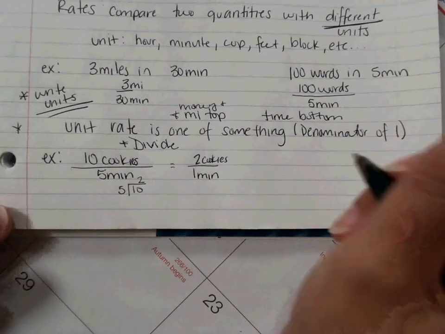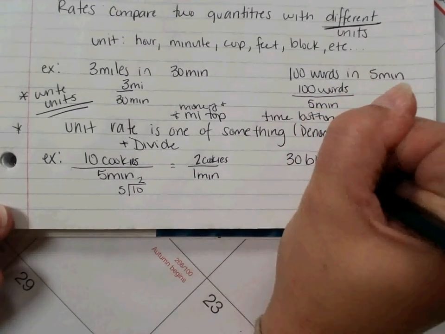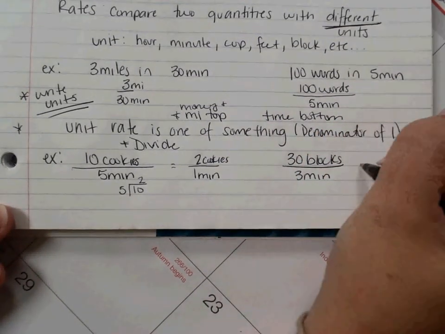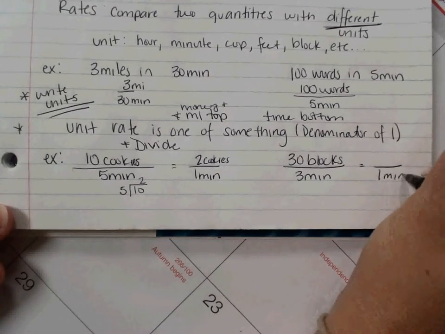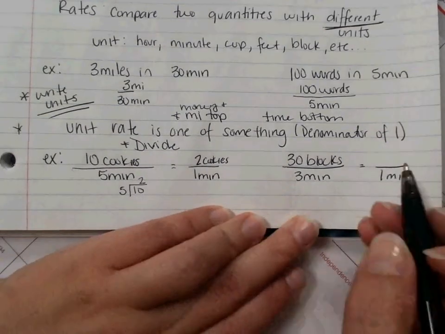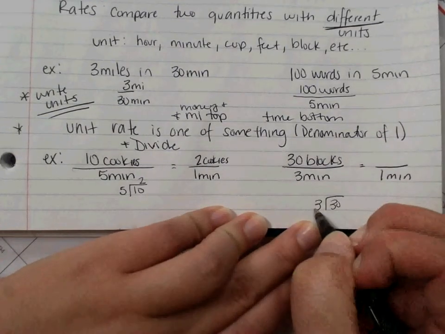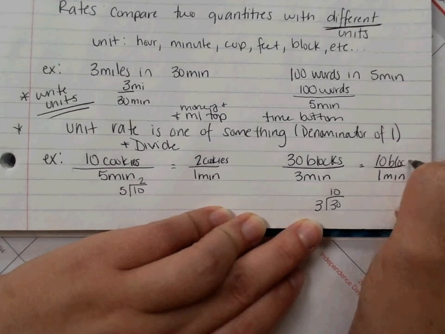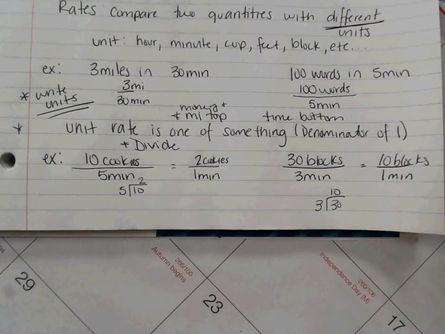Unit rate is where we're dividing to turn that denominator into 1. So if I said that I did 30 blocks in 3 minutes, once again, I want to know how much for 1 minute. I'm always turning that denominator to 1. So I'm going to divide 30 and 3, top number inside, bottom number outside. 3 goes into 30, 10 times, so 10 blocks in 1 minute. These are very important for you to kind of look at and go through. We are going to be talking about and doing some examples in our next video.